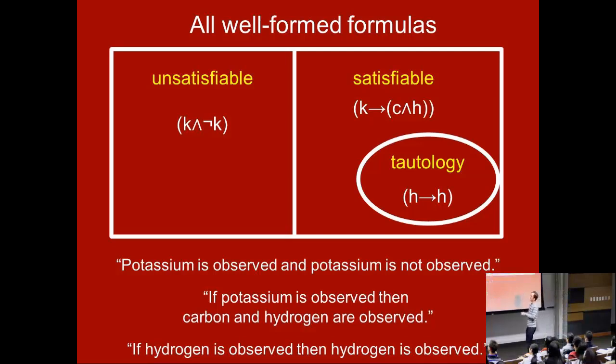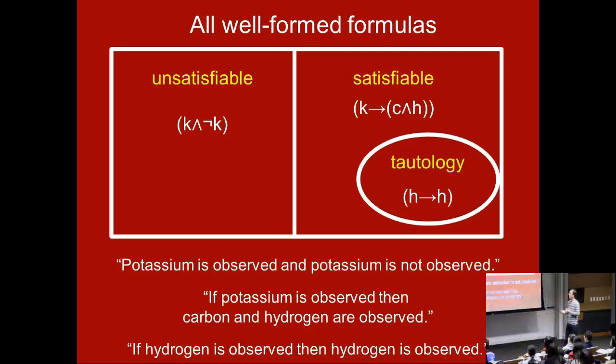Okay, so let's do some examples. Every formula is either unsatisfiable or satisfiable. And some satisfiable formulas are also tautologies. So this is a partition, unsatisfiable and satisfiable, and tautology is a particular case of satisfiable. So if I said, potassium is observed and potassium is not observed, that's K and not K. Where would that fit? That's unsatisfiable. It doesn't matter if K is true or false. This is definitely going to be false.